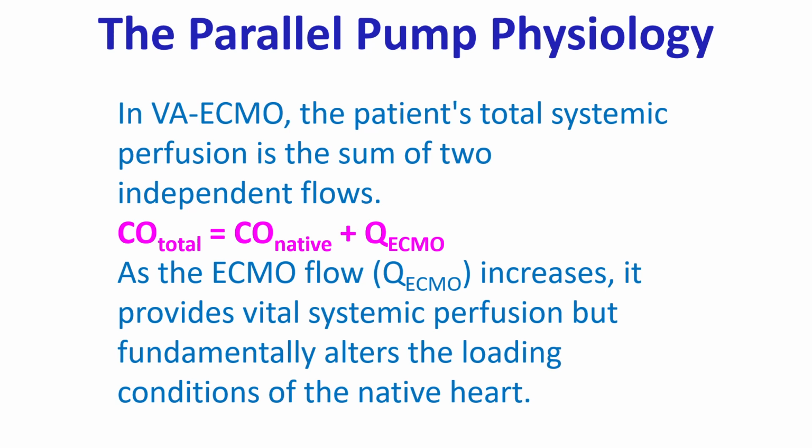The parallel pump physiology. In VA ECMO, the patient's total systemic perfusion is the sum of two independent flows. Cardiac output total is equal to native cardiac output plus ECMO flow. As the ECMO flow increases, it provides vital systemic perfusion but fundamentally alters the loading conditions of the native heart.